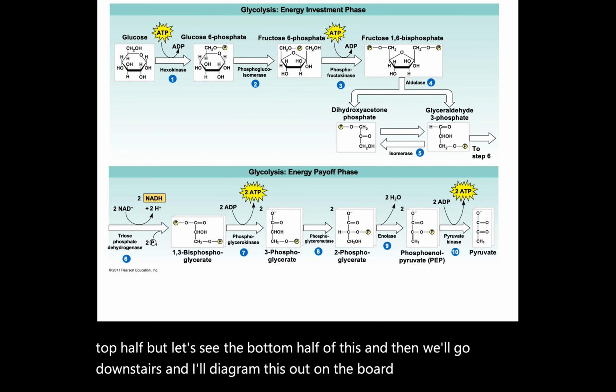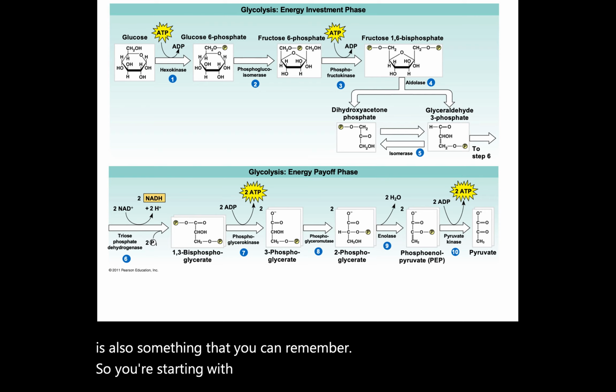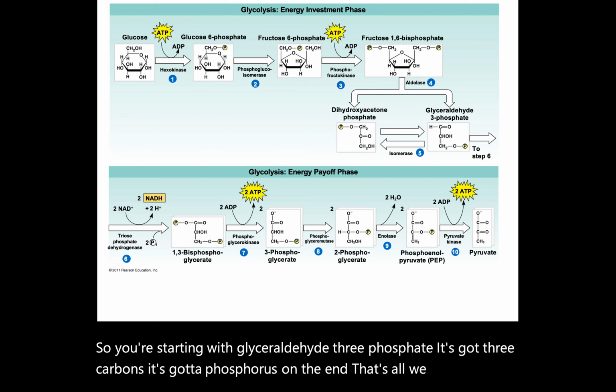This is also something that you can remember. So you're starting with glyceraldehyde 3-phosphate. It's got 3 carbons, it's got a phosphorus on the end. That's all we need to know for the purpose of this class.